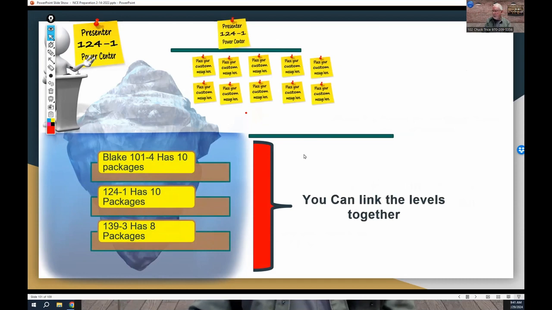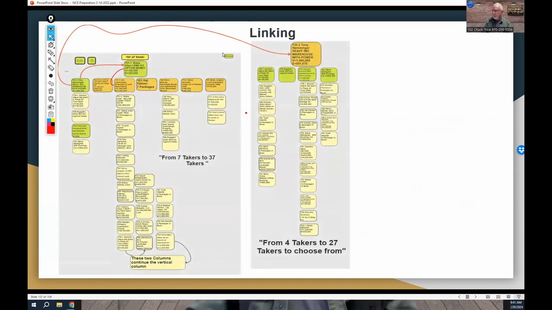So you can link the levels together, and I'll show you some links right here. Now here's the linking process. The top of the board is Blake Allen. Land is option money. So, okay, he got, let's see, 1, 2, 3, 4, 5, 6 offers right there, or 7 offers. So now I've developed from 7 takers to 37 takers. And that's how that works right there.